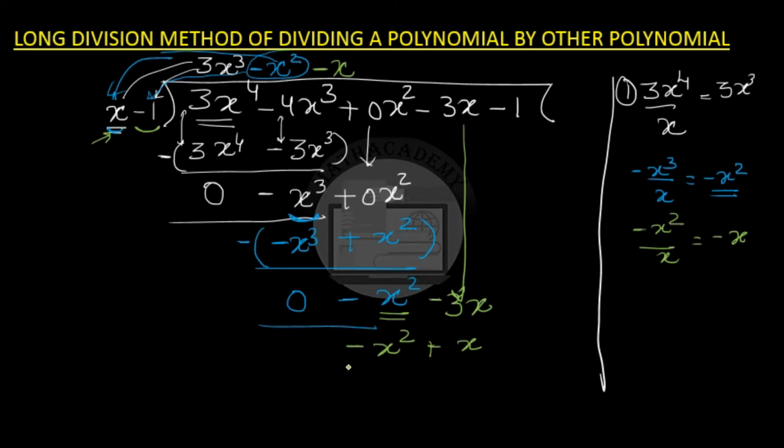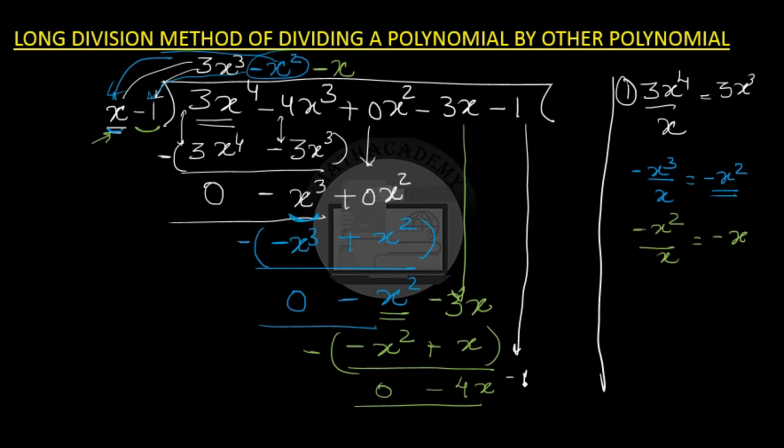Like terms below like terms. Now when you subtract, negative x square minus negative x square gives you 0, and negative 3x minus x gives you negative 4x. And we have to take down minus 1 now, which is our last term. The first term of the new dividend is negative 4x. It will be divided by x to give you negative 4. So we write negative 4 here. Negative 4 into x gives you negative 4x, and negative 4 into negative 1 of the divisor gives you positive 4. And we have to subtract them.